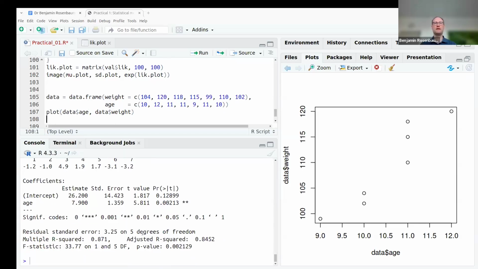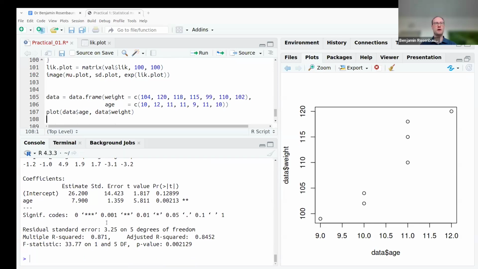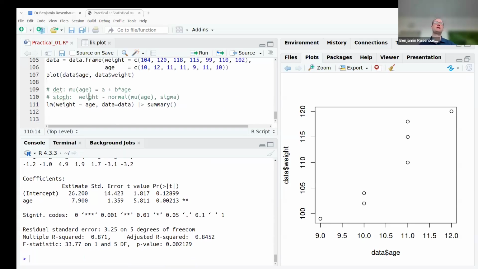And also we have some standard deviation. It is somewhere here. Where is it? Here, residual standard error. This is how much you expect the actual observations to deviate from the predicted mean. Right, and with predicted mean, I mean the deterministic model, right? So this is the mean predicted weight depending on age.